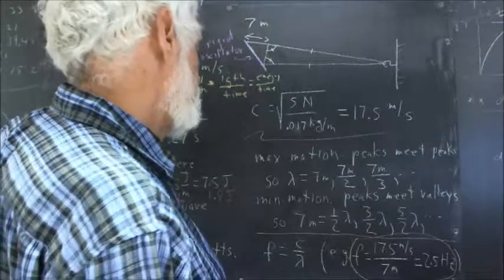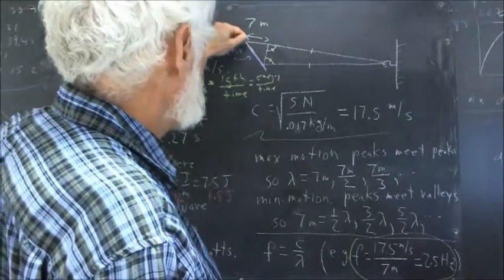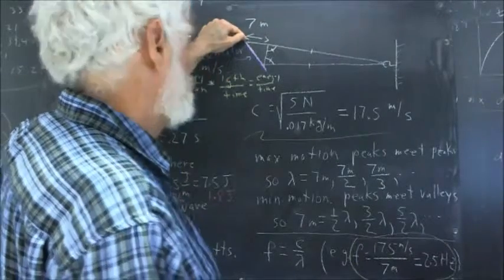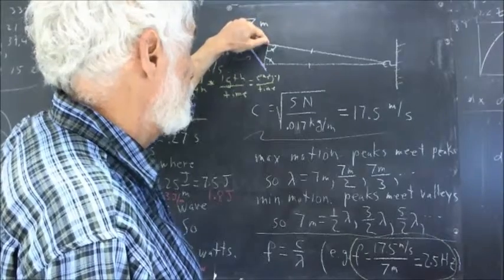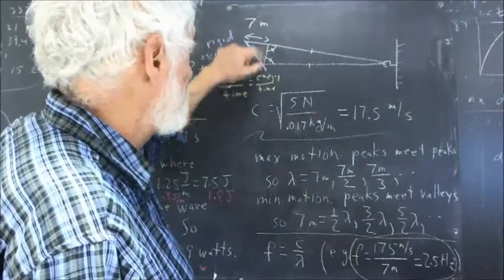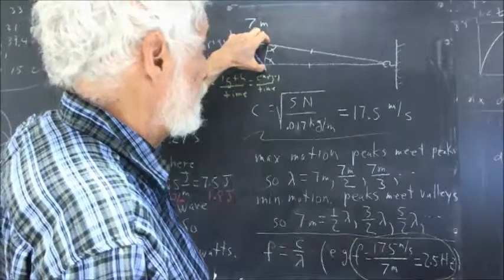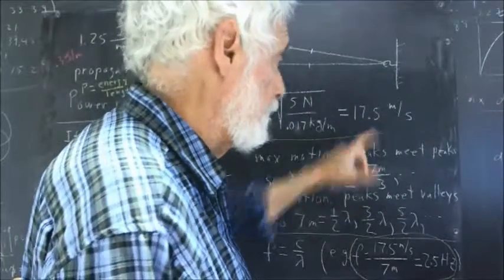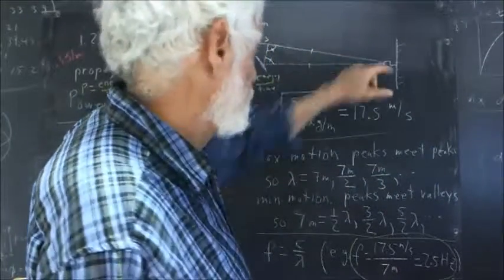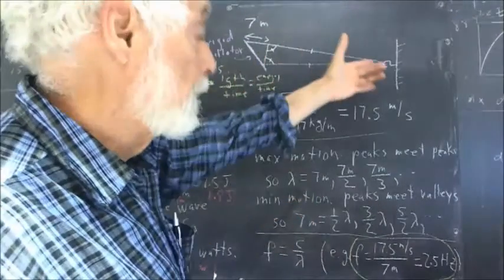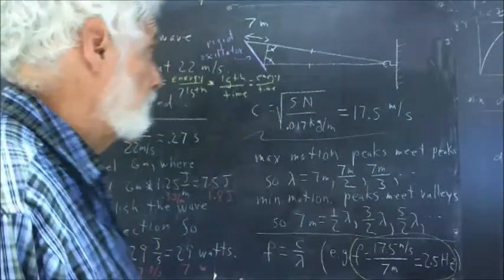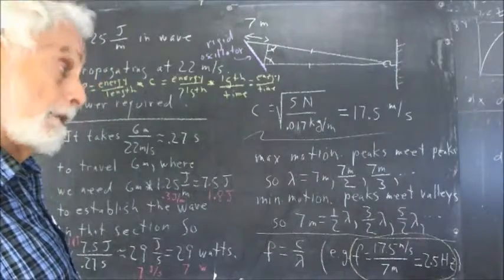So if the wavelength is 7 meters and there's a peak here, then you go through the full wave and you're at a peak here. Since you're also at a peak here, you have peaks together here, and now they have equal distances to travel at equal velocities, and peaks are going to meet peaks. So a wavelength of 7 meters will cause peaks to meet peaks. It'll cause maximum motion in the oscillator.